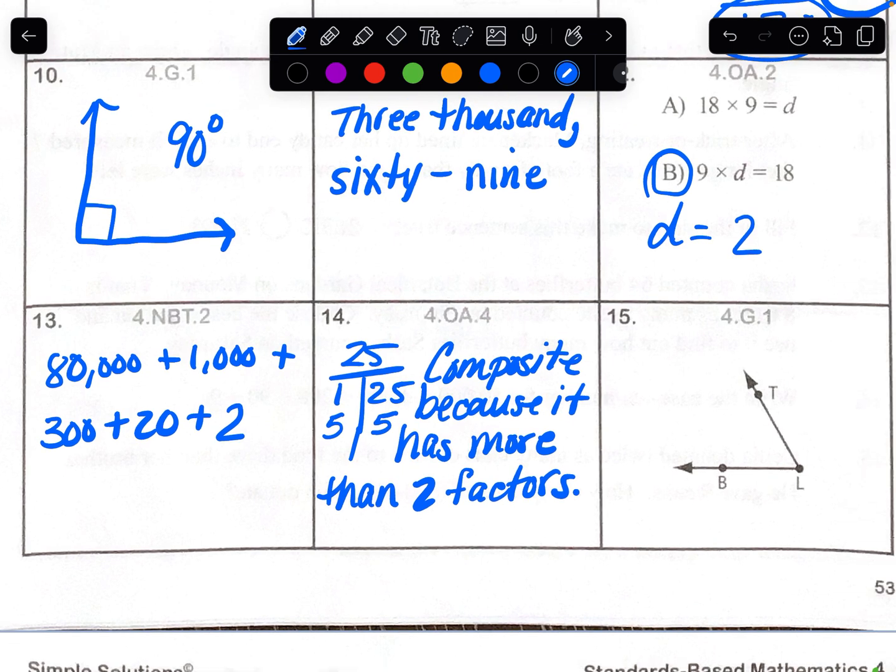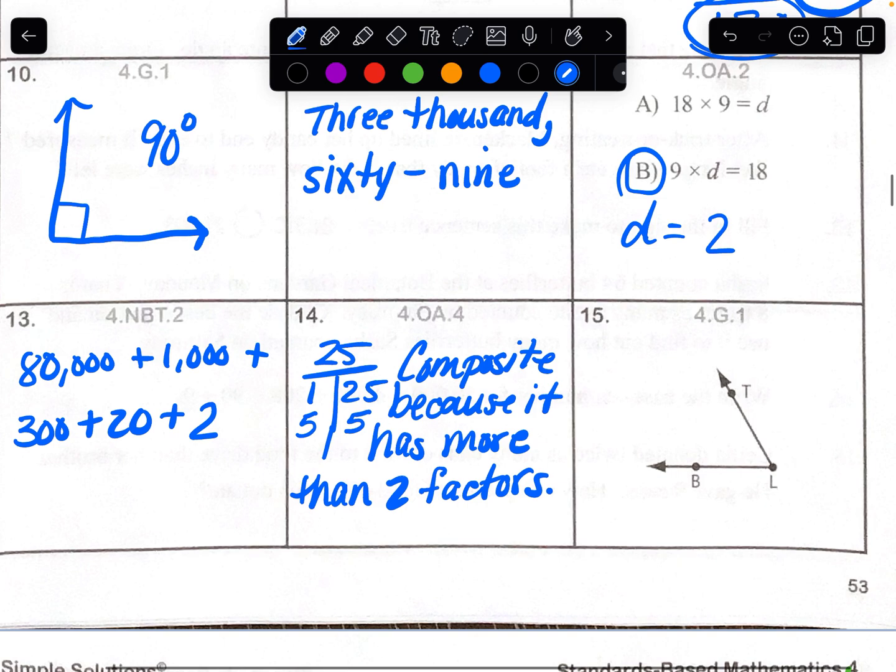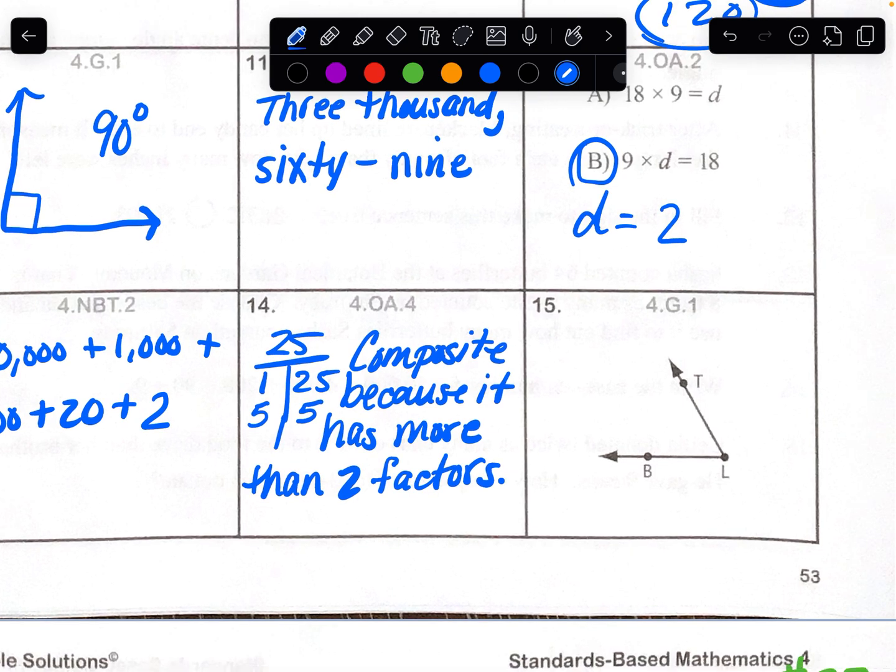All right, is angle TLB acute or right? So last Simple Solution, I told you in a video that if it's easier to make a right angle, and if it's less than a right angle, it's acute, and if it's greater than, it's obtuse. So this is an acute angle.